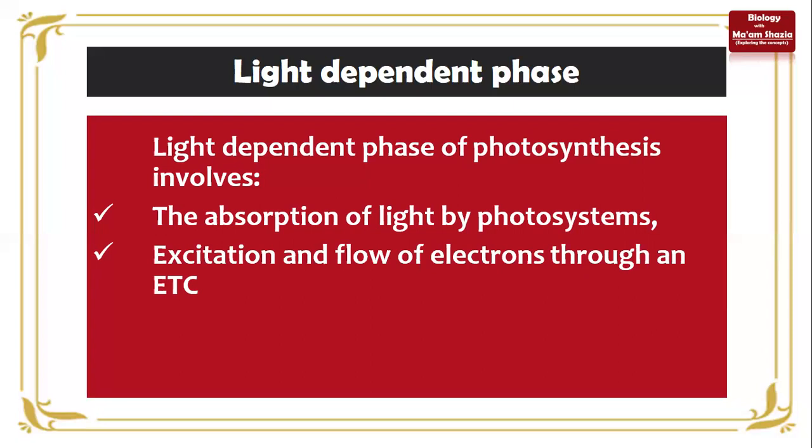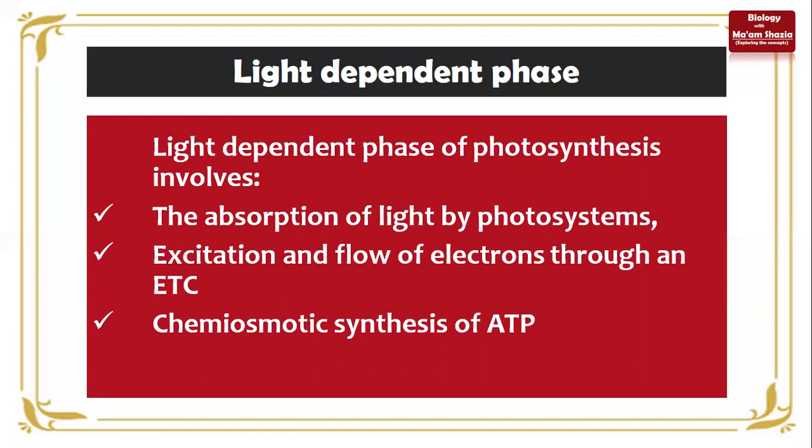The excited electron is unable to sit at some specific position. It has to move because it has some extra energy. So these excited electrons will move through the electron transport chain. And we will discuss the importance of the electron transport chain, why there is a need for an electron transport chain. And then this electron transport chain is coupled with the production of ATP.